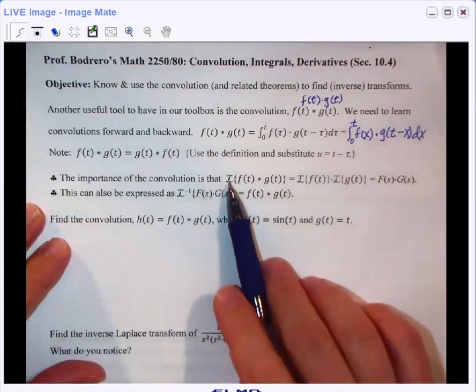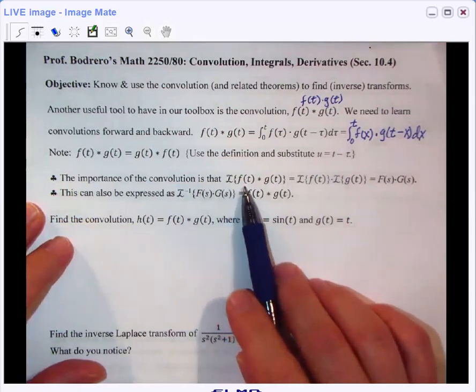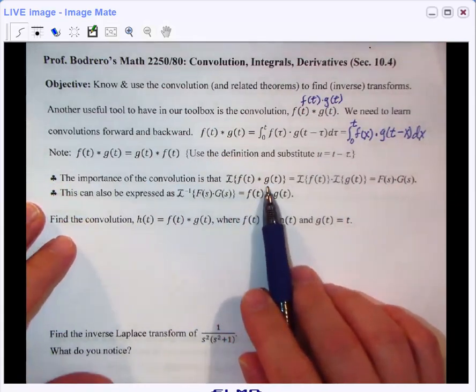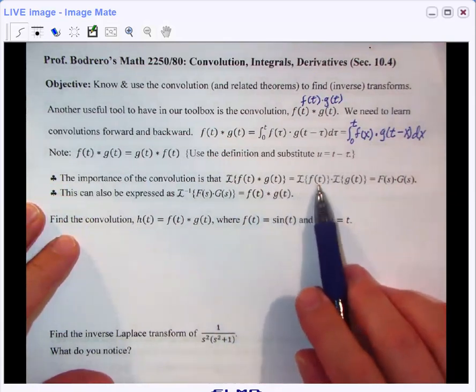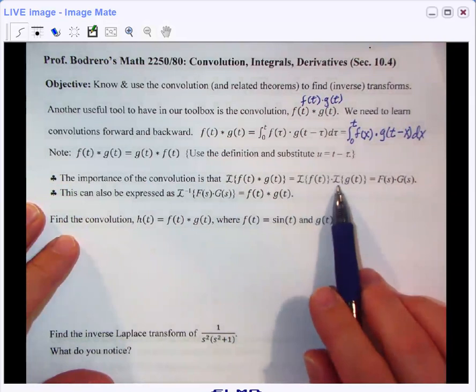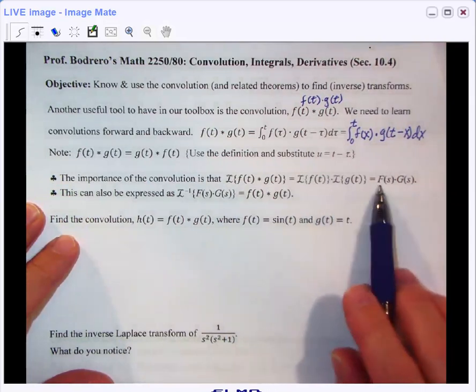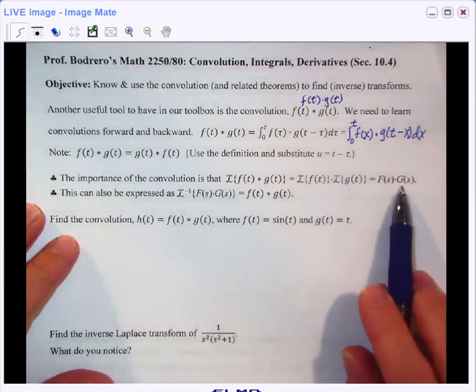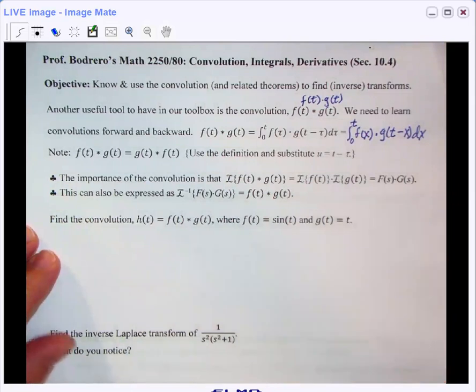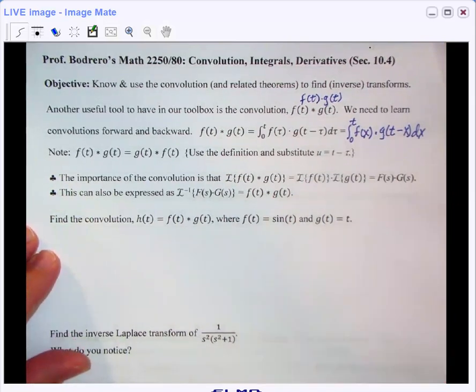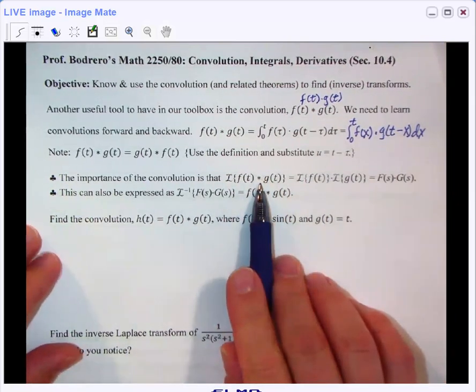Because if we do the Laplace transform of f of t convolute g of t, it is equal to the Laplace transform of f of t times the Laplace transform of g of t, or in other words, capital F of s times capital G of s. It's kind of a nifty little thing that we can show that our Laplace transform can actually be multiplicative, but you have to go through the convolution.